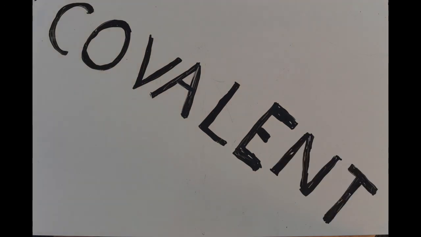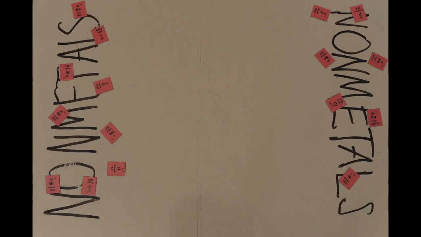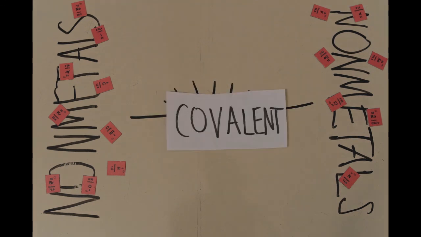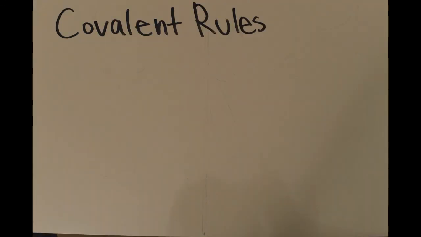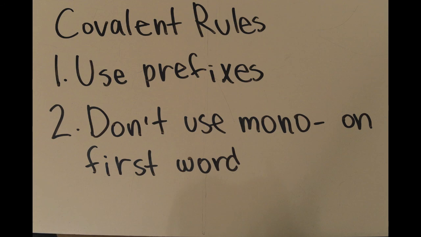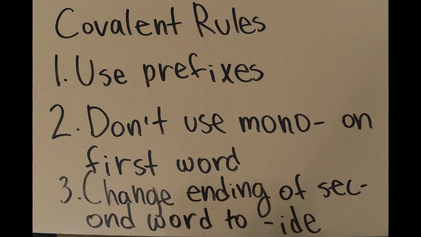Next, we will go over how to name covalent compounds. Covalent bonds are formed between 2 nonmetals. However, sometimes a metalloid can take the place of one of the nonmetals. Let's go over some rules for naming covalent compounds. First of all, always use prefixes. However, don't use mono if it's on the first word. Also, you should always change the ending of the second word to "ide".